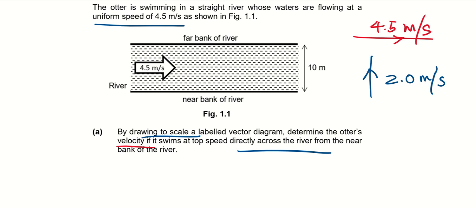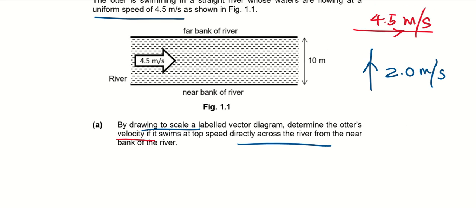Then they want you to determine the otter's velocity if it swims at top speed directly across. That means they want you to know where he landed. His motion is this way. Okay? He's swimming directly across. Right? So if he swims from here and if the river is not flowing, where will he end up? He will end up here. But then because there is a river flowing, therefore he may end up somewhere here. Common sense, right? But what is the way to do it for physics?